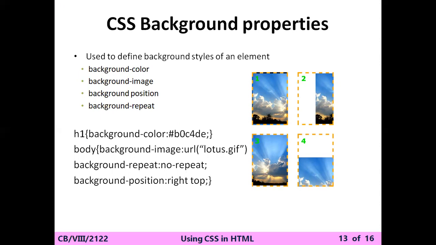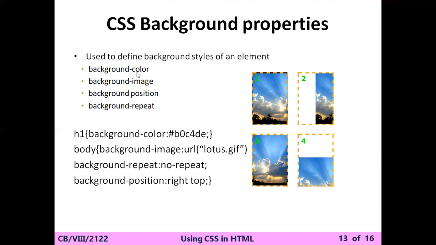So first is the background properties. First thing, remember, background is not only for the body tag. You can use it for the different tags. जो भी tags आप use कर रहे हो आपकी CSS file में, सभी के लिए आप background input कर सकते हो. It is used to define the background style of an element. First is the background color, background image, background position, and the background repeat.